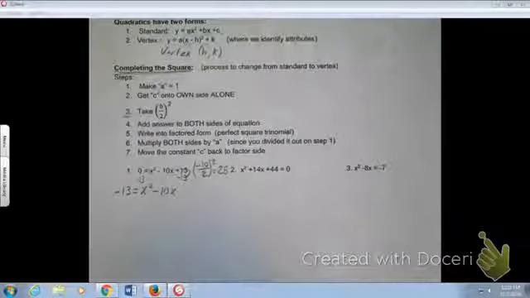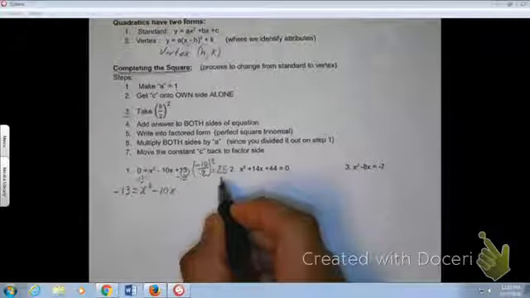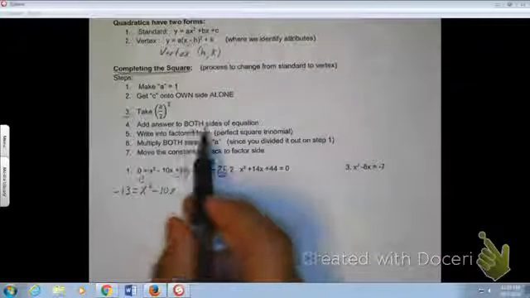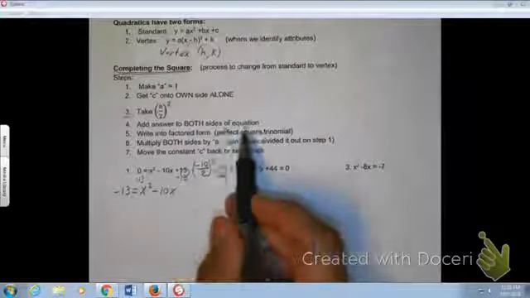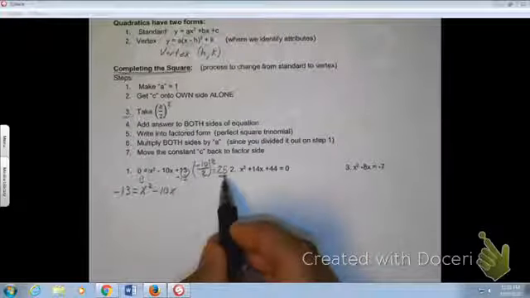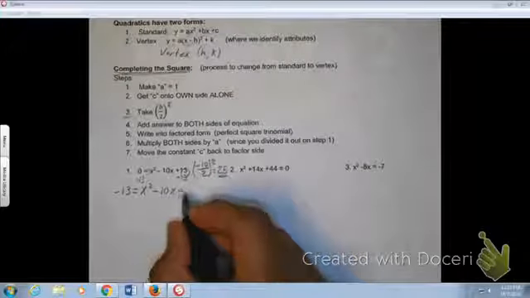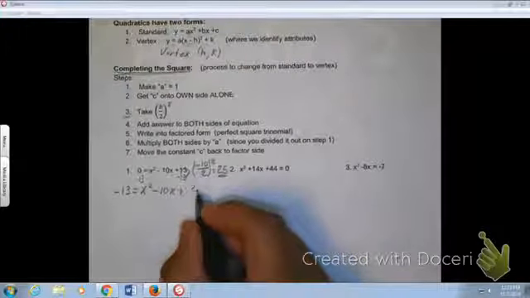Alright, what is 10 divided by 2? Negative 5. What is negative 5 squared? 25, right? Yeah. So we already got this answer. Okay? Now we need to add to both sides of the equation, right? So this 25, we need to add it to both sides of the equation. So this is going to be plus 25.